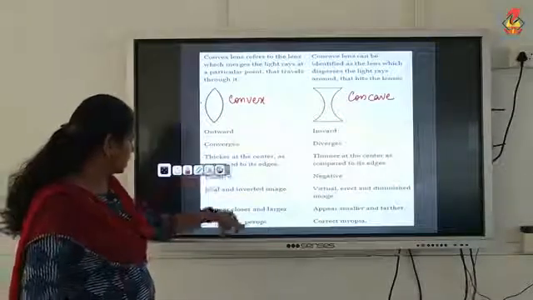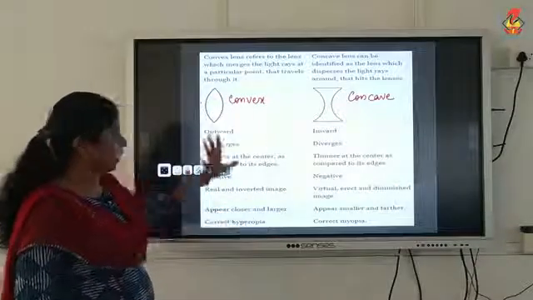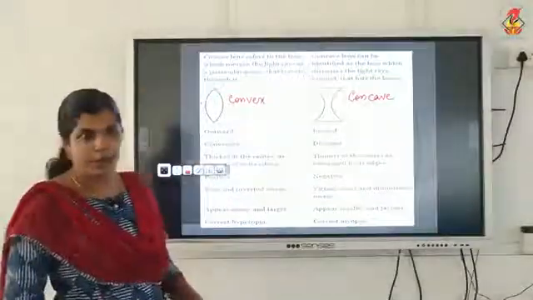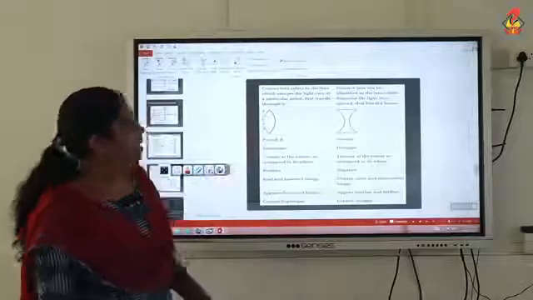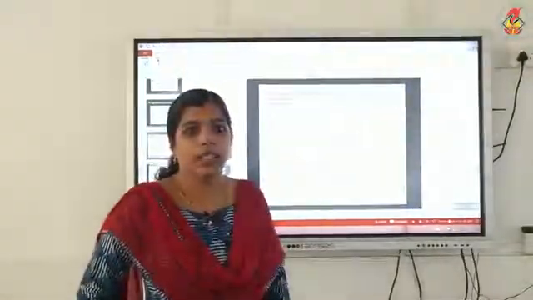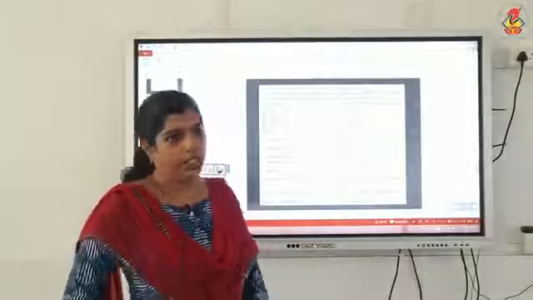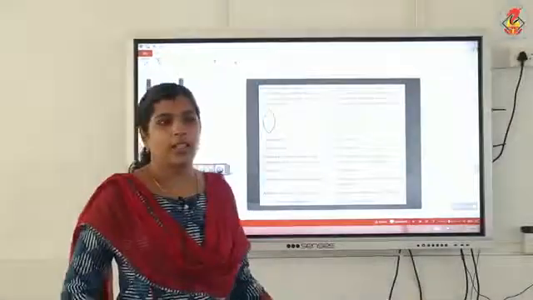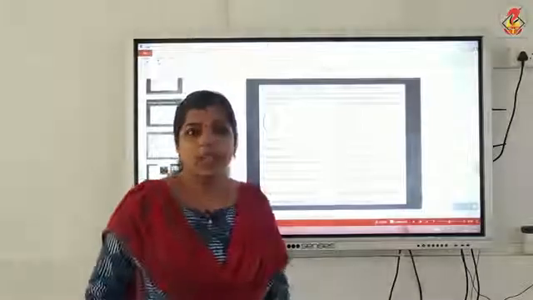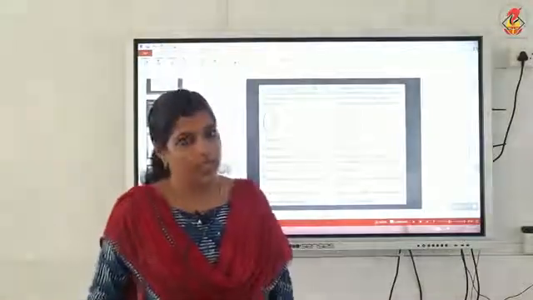Spelling mistakes are there in this slide because I just copied it from the net. So, that's a summary about convex lens and concave lens. A convex lens is a converging lens. A concave lens is a diverging lens.